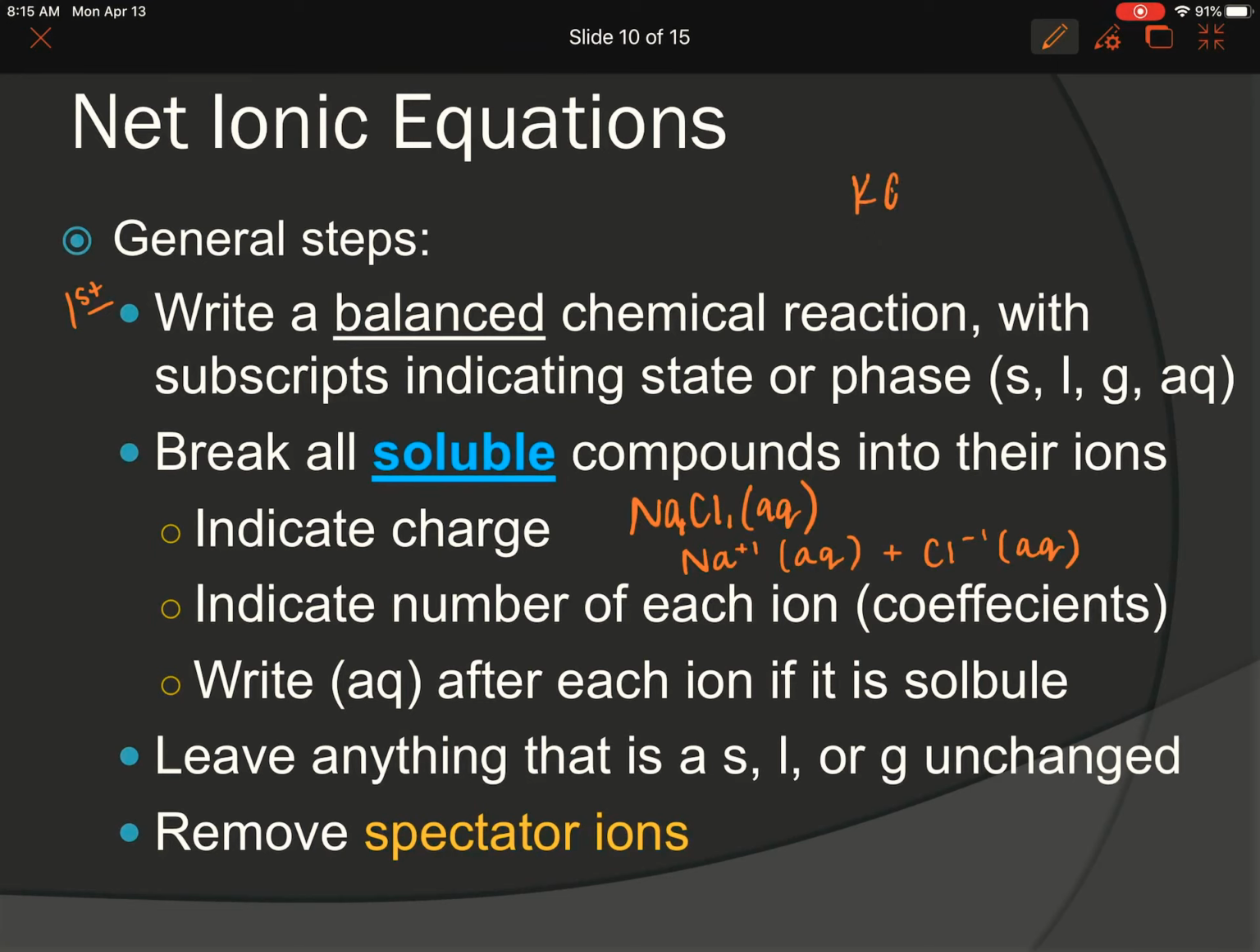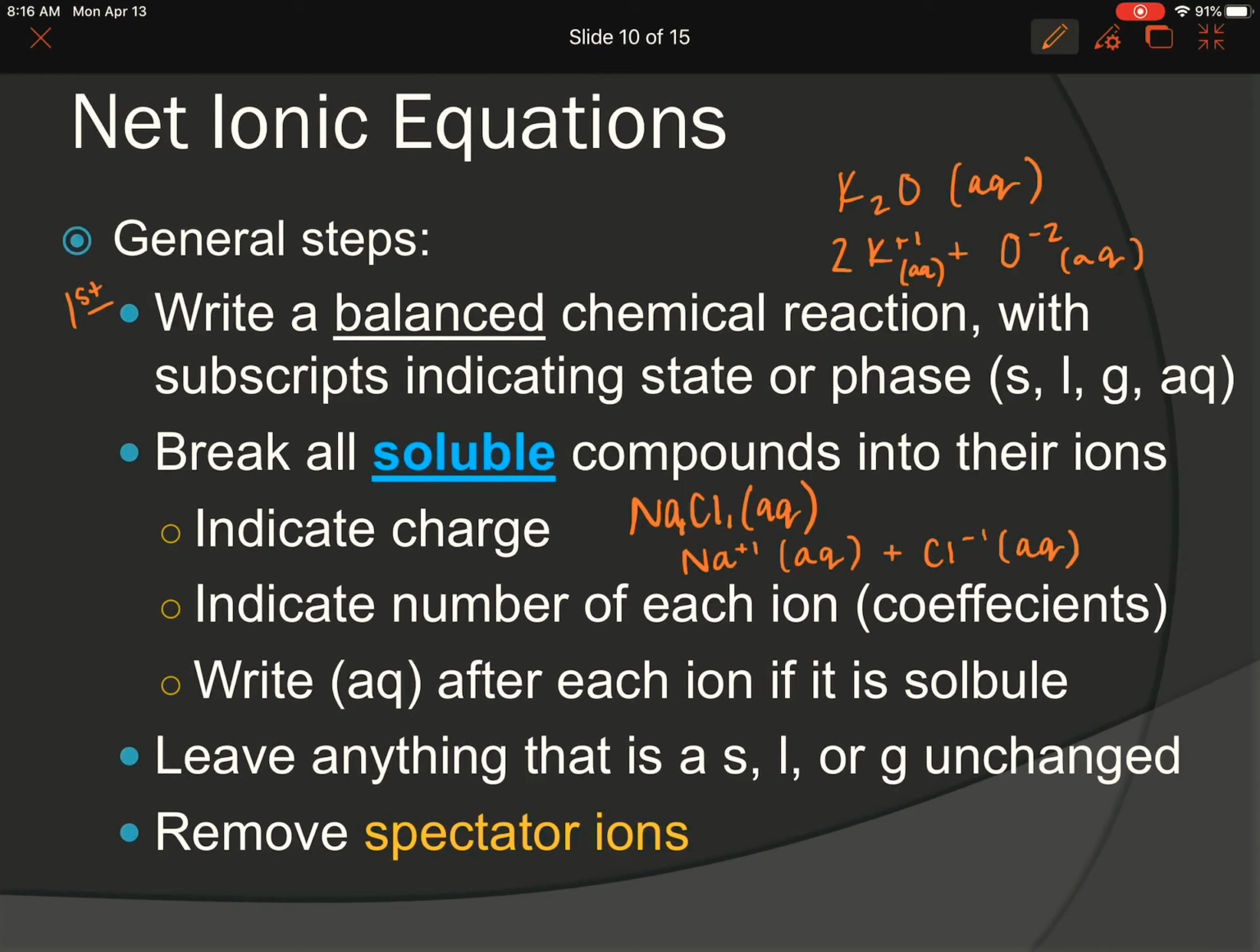But let's say that I was working with potassium oxide. Shoot, I wrote the formula wrong. Let's try again. Let's say I was working with potassium oxide, aqueous. When I would write my ions, there would be 2 potassium ions with a +1 charge and only 1 oxygen ion with a -2 charge. So this is what they mean by indicate the number of each ion. And then obviously they're dissolved in water, so we would write aqueous after both of them. Anything that's a solid, liquid, or gas is going to remain unchanged because those are not dissolved in water.